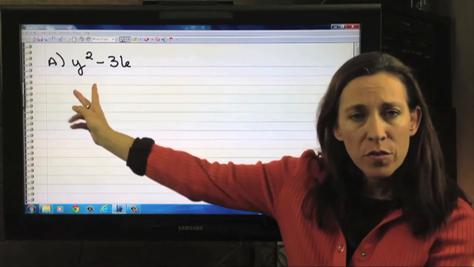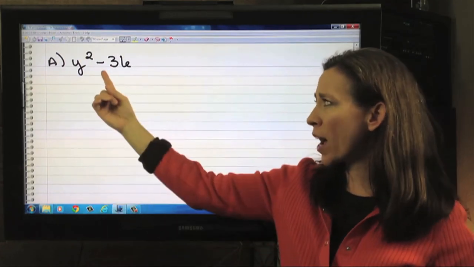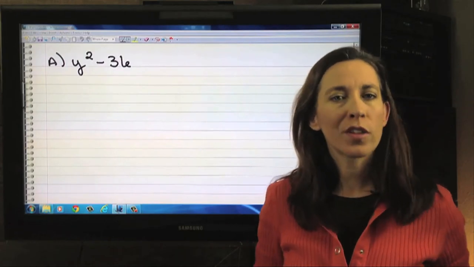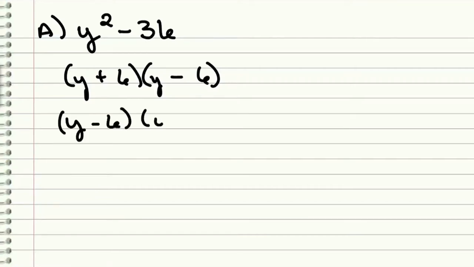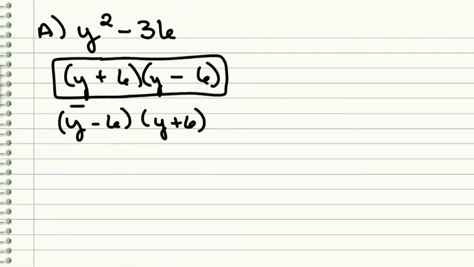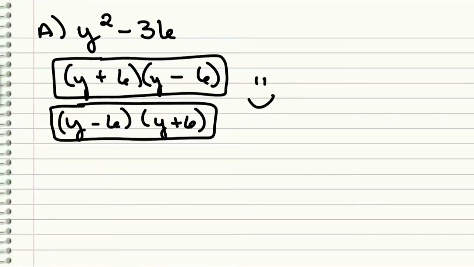Notice we have two terms. There's no GCF. It is subtraction, so we have a difference, and both of them are perfect squares. So we can go straight to our two binomials. A y times y will give us y squared. The square root of 36 is 6, giving us 6 times 6, and we're going to have conjugates, 1 plus and 1 minus. And it doesn't matter if you write the minus 1 first and the positive 1 second. Remember, it's multiplication, and the order doesn't matter with multiplication. So both of these are correct. Smiley face. Love these, right?